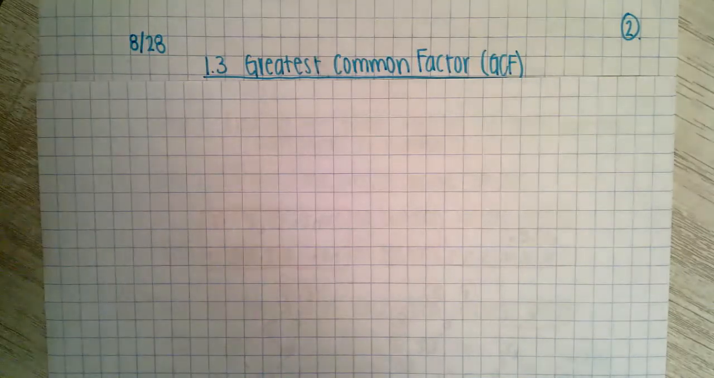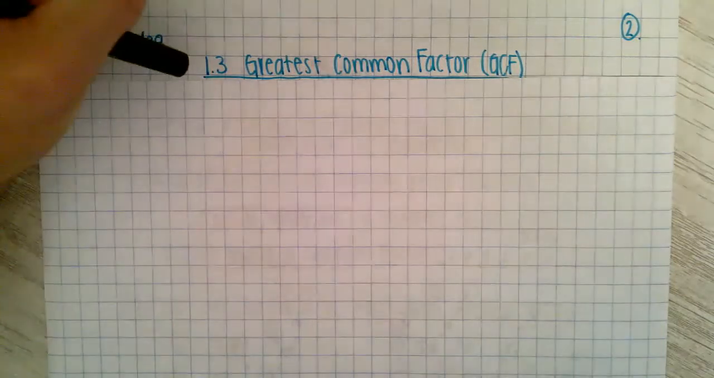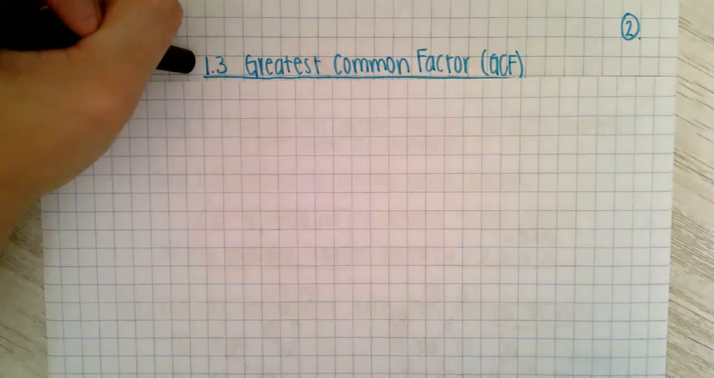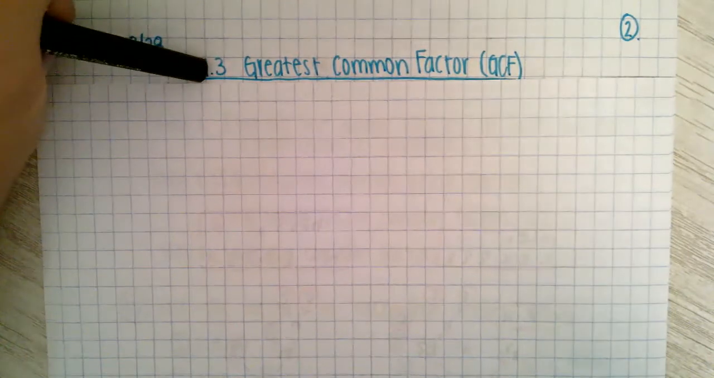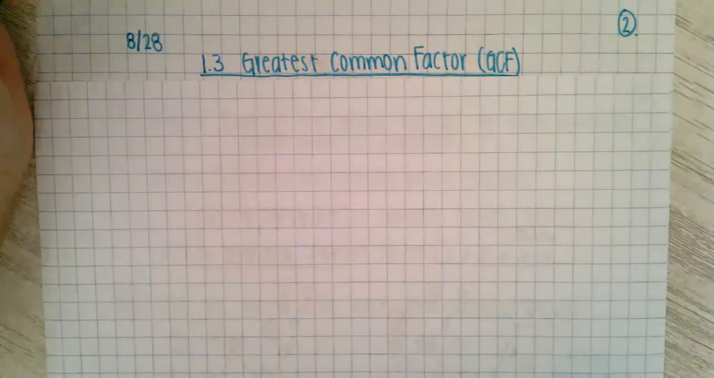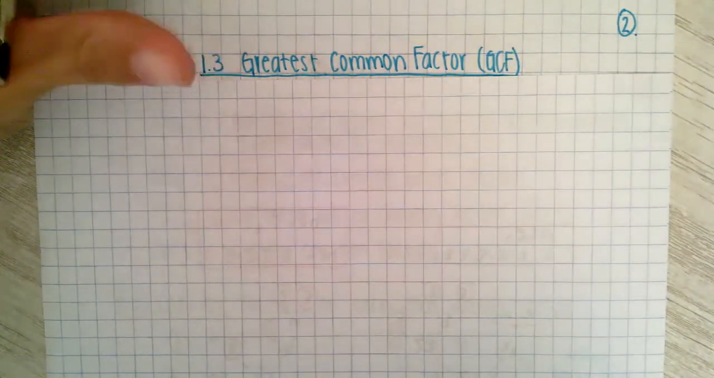All right, so now we're going to move on to the notes from August 28th, which was the Friday class. Topic is 1.3 greatest common factor. And I did tell everyone, don't get confused by this numbering scale. 1.3 just means unit 1, day 3. So don't get confused. If you just write greatest common factor, that's all right too.